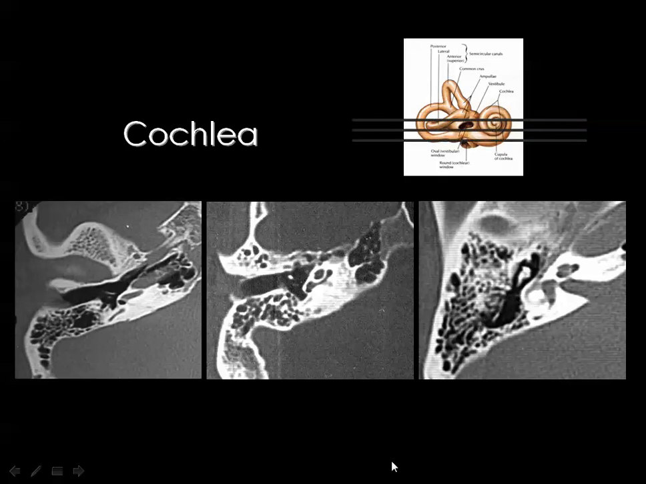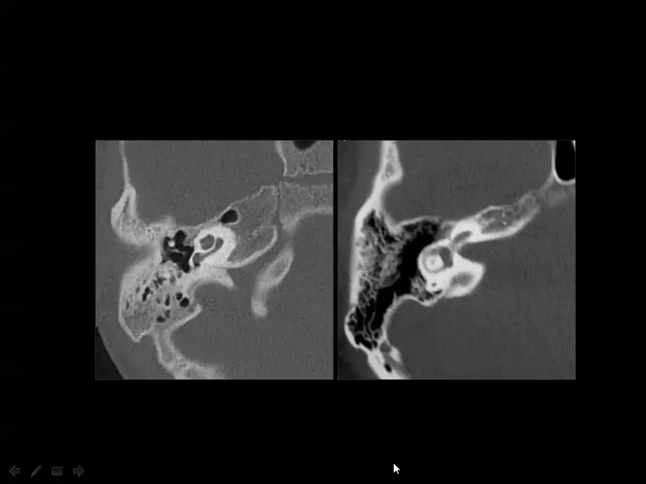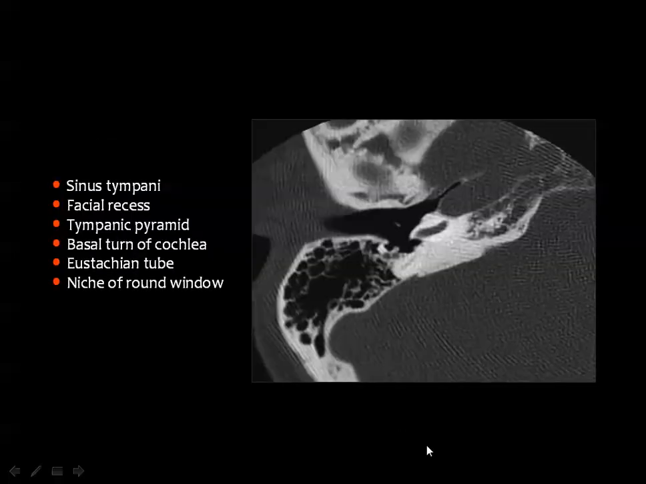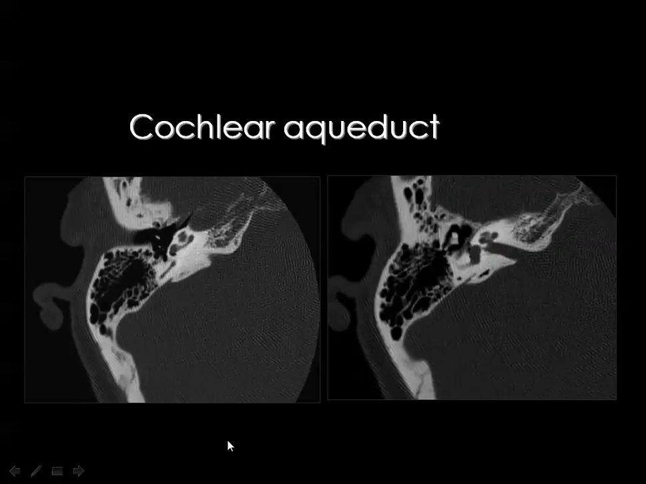Okay, this is once more the anatomy of the cochlea. First, identify the anatomic landmark, which is the lateral semicircular canal, and this is the vestibule. And look forward, then you see the dome of the cochlea. If you go down, you see 1.5 turns of the cochlea. Then this is the basal turn of the cochlea. It will end by a dot of air, which represents the niche of the round window.